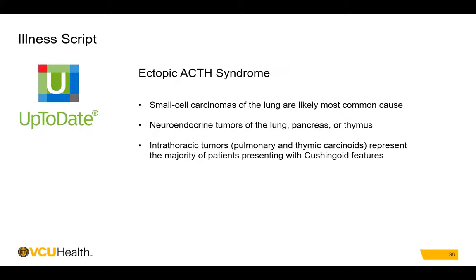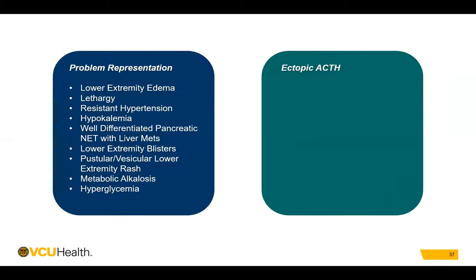Now expanding a little on ectopic ACTH, the thing that I remembered was small cell carcinomas, which are the most common cause of ectopic ACTH production. But I was happy to see that neuroendocrine tumors of the lung, pancreas, and thymus could also produce ectopic ACTH, as well as intrathoracic tumors. We don't have any imaging of the chest, so we can't necessarily rule out those as causes, but it was nice to see that neuroendocrine tumors can cause this.